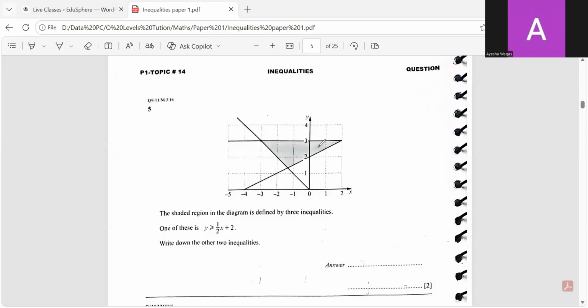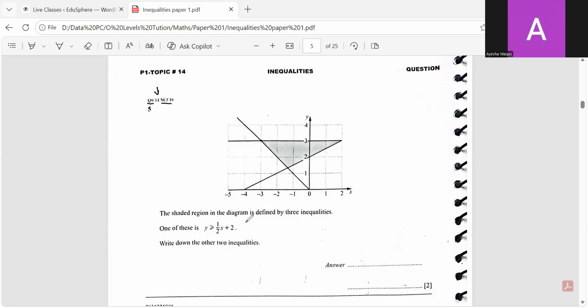Okay, student, today we will be doing this question. The shaded region in the diagram is defined by three inequalities. This is a past paper, May/June 2016, question number 9, variant 1, 1. Let's talk about this question of inequality.